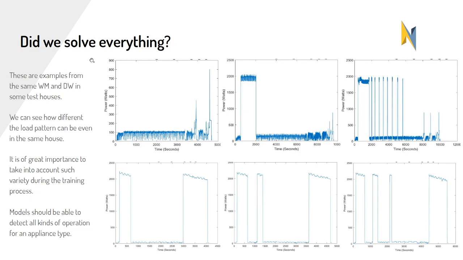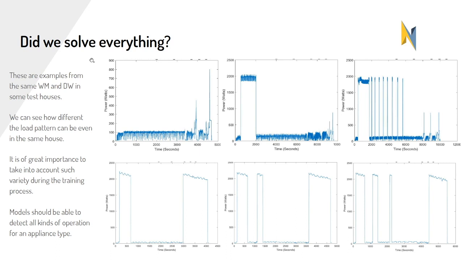For example, here you can see 3 figures on top of the page from washing machines and 3 figures in the last part of the slide about dishwashers. Maybe 1 year back from now, we would say that for us a washing machine was something like the middle, but it's not always that. You can see that in the same house, the same washing machine can operate with a lot of different pulses or even without the pulse. And that is really important.